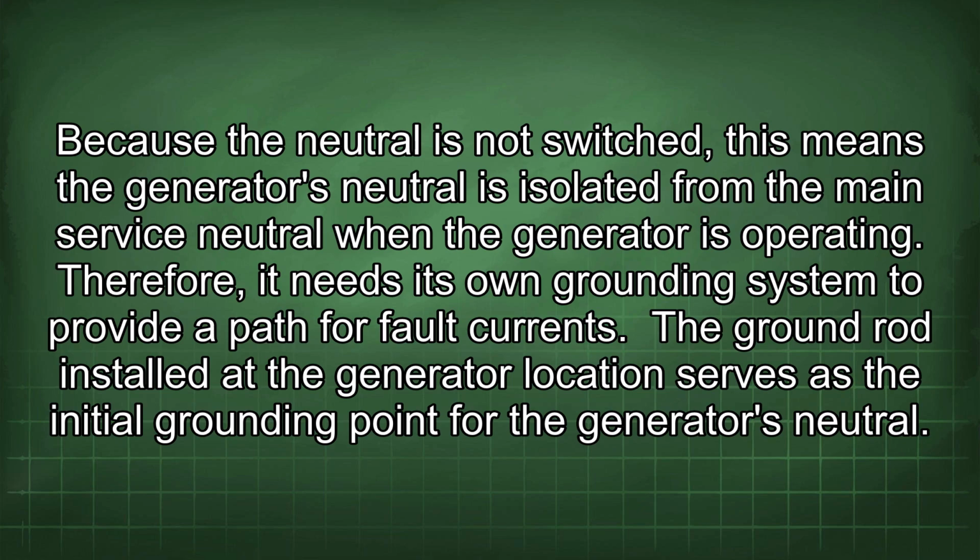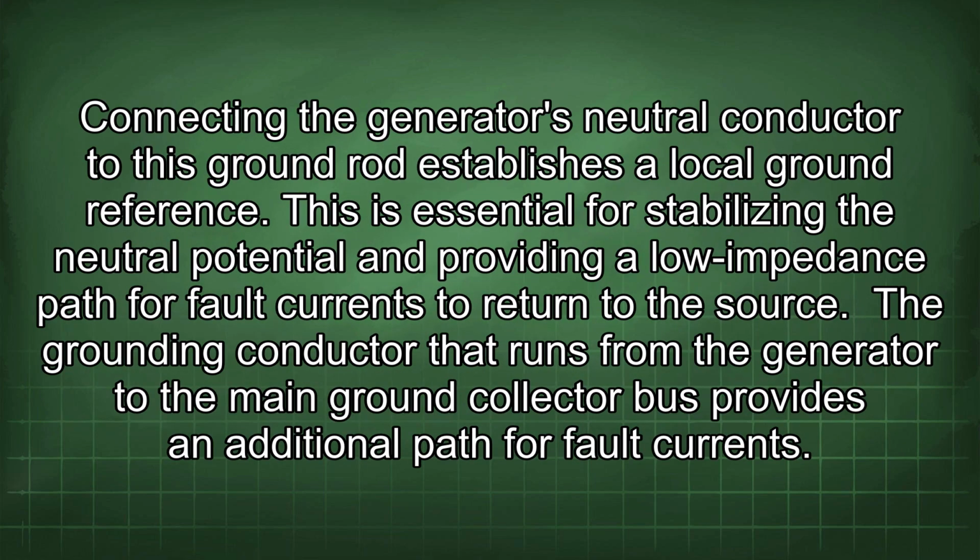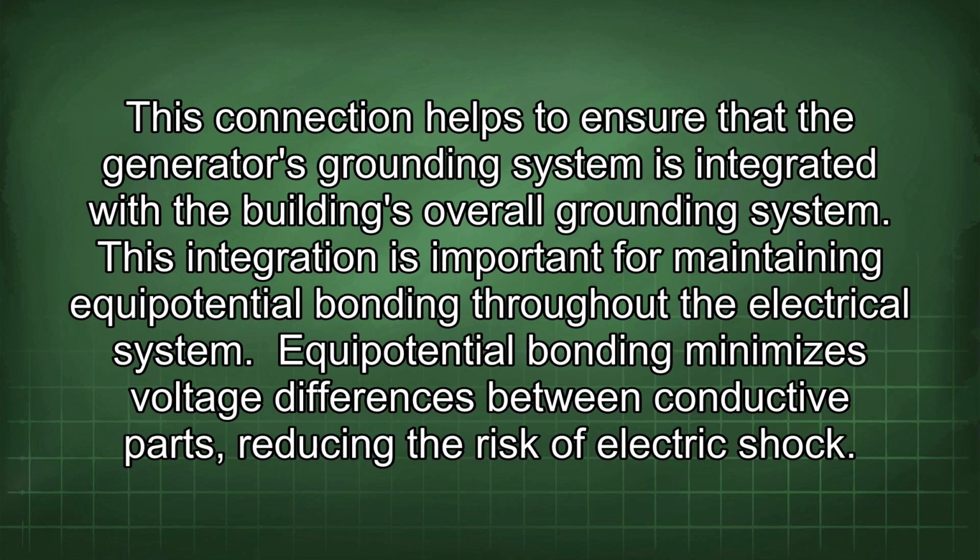The ground rod installed at the generator location serves as the initial grounding point for the generator's neutral. Connecting the generator's neutral conductor to this ground rod establishes a local ground reference. This is essential for stabilizing the neutral potential and providing a lower impedance path for fault currents to return to the source. The grounding conductor that runs from the generator to the main ground collector bus provides an additional path for fault currents. This connection helps to ensure that the generator's grounding system is integrated with the building's overall grounding system. This integration is important for maintaining equipotential bonding throughout the electrical system.